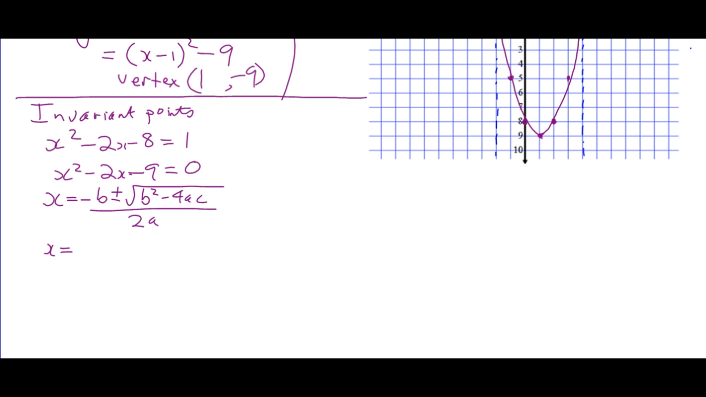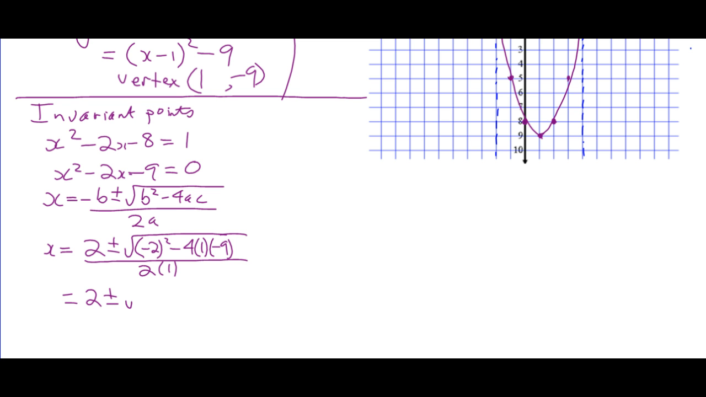Okay, so x is equal to -2, I'm just going to write that as 2, plus or minus the square root of -2 quantity squared. Make sure there's brackets around that -2, because when you square it, you have to get a positive. Minus 4 times 1 times -9. Since c is negative, you're subtracting a negative, that's going to make this positive. Over 2a, 2 times 1.